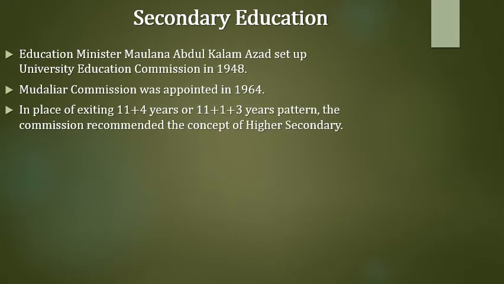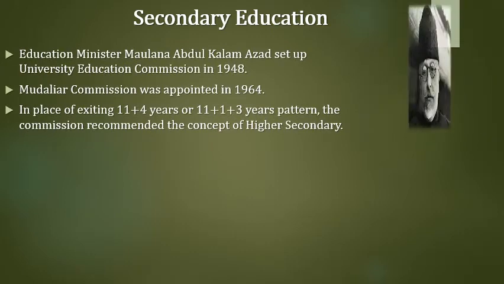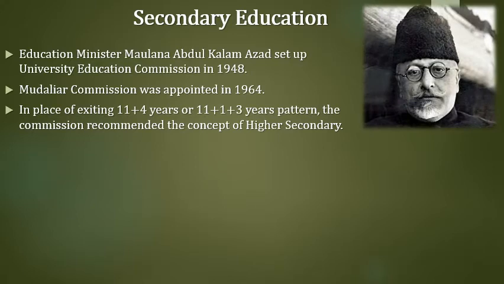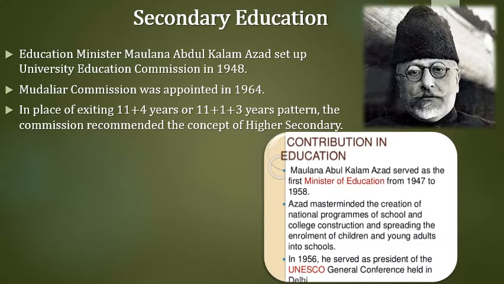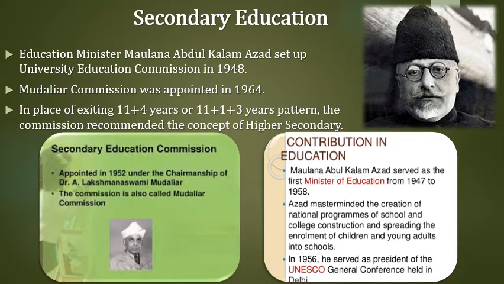After independence, Education Minister Maulana Abdul Kalam Azad decided to bring about fundamental changes in the field of education. The University Education Commission was set up for this purpose. This commission recommended the appointment of a separate commission for secondary education. Accordingly, in 1952-53, the Mudliar Commission was appointed. At that time, the pattern of education consisted of 11 plus 4 years for the first degree or of 11 plus 1 plus 3 years.